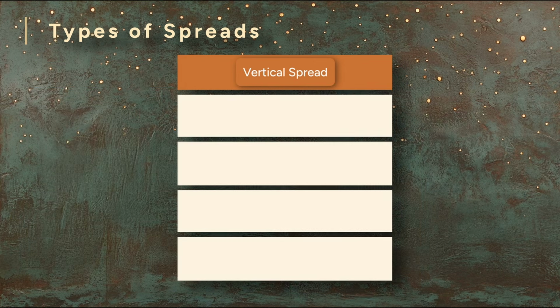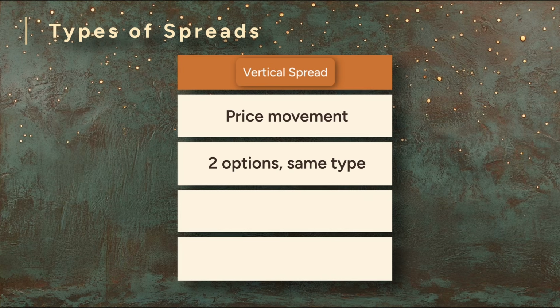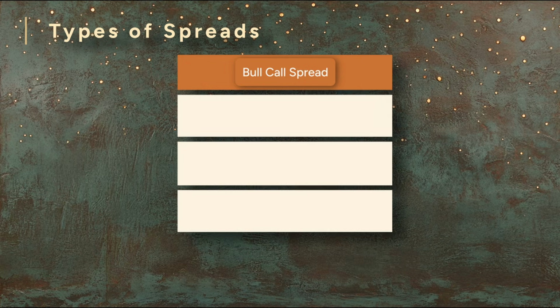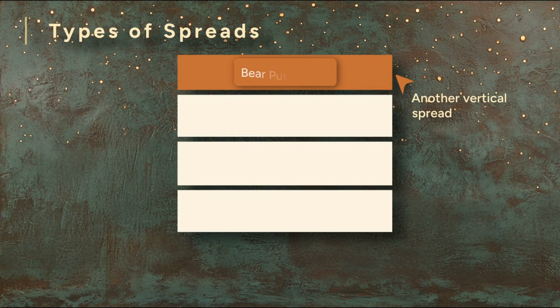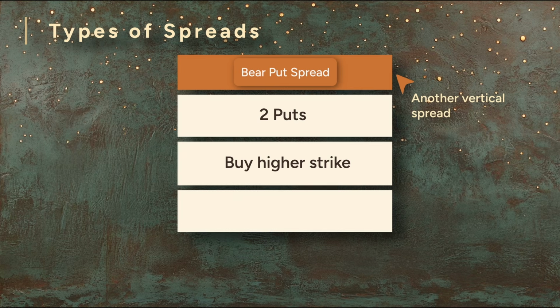A vertical spread is about price movement. It uses two options of the same type, either both calls or both puts, with the same expiration date but different strike prices. A bull call spread combines two calls. You buy the lower strike and sell the higher one, expressing a moderately bullish view. A bear put spread combines two puts. You buy the higher strike and sell the lower one. A strategy that makes sense if your outlook is moderately bearish.